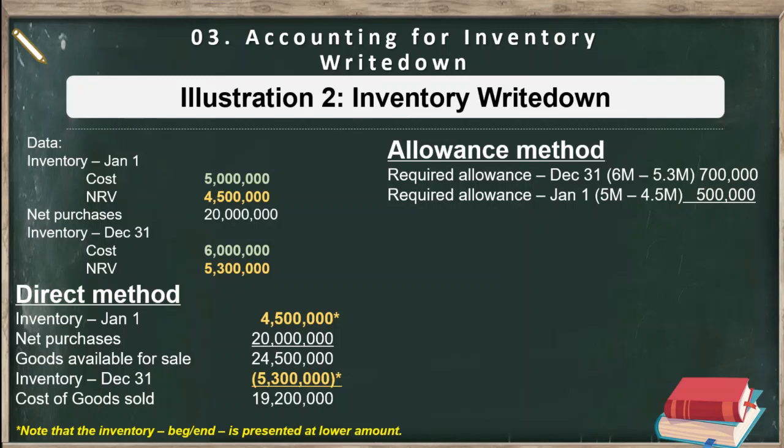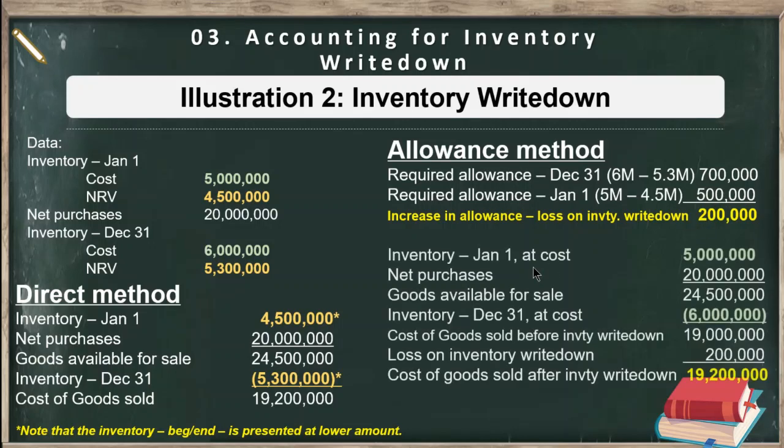Since the required allowance on December 31 is greater, we need to make it 700,000 from 500,000 by increasing the allowance. And if we increase the allowance, we're also going to recognize the loss on inventory write down for the amount of 200,000. So that would be debit loss on inventory write down, and then credit allowance for inventory write down. So how much is the cost of goods sold?